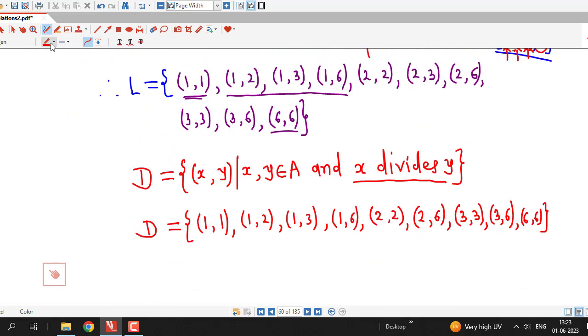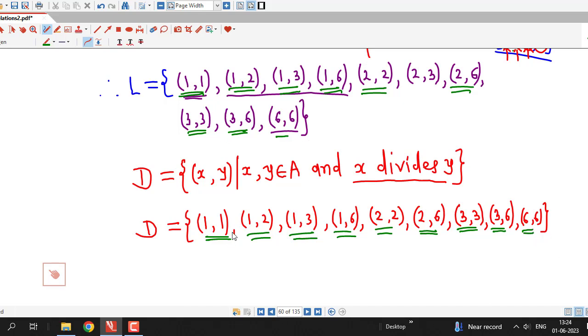So we will search for those elements which are present in both the sets. We can see (1, 1) is present here, (1, 2) is also present in both the sets, then (1, 3) is present, (1, 6) is also common, then (2, 2) is also there, and (2, 6) is here. (2, 3) is not common, (2, 3) is in L but it is not in D. (3, 3) is common, (3, 6) is also common, and (6, 6) is also common.